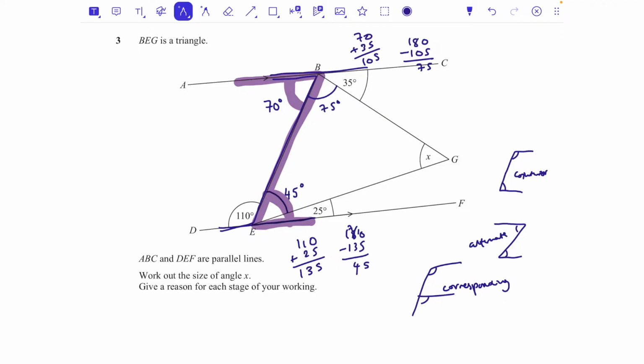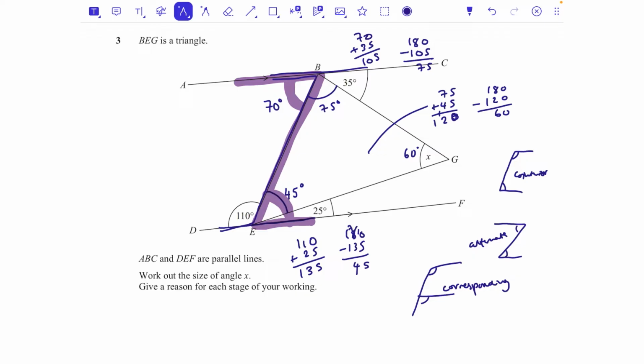And now I'm just going to add up the angles inside my triangle. So 75 add 45 is 120. And then I'm left with 60 degrees if I do 180 take away 120 for there. So X is 60. Now, so far we haven't written any reasons.